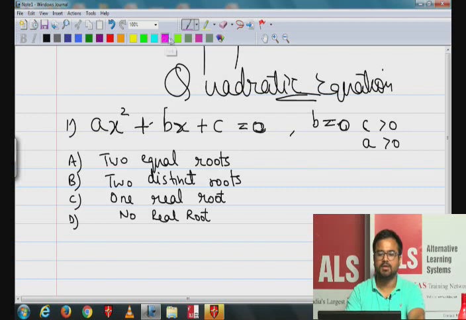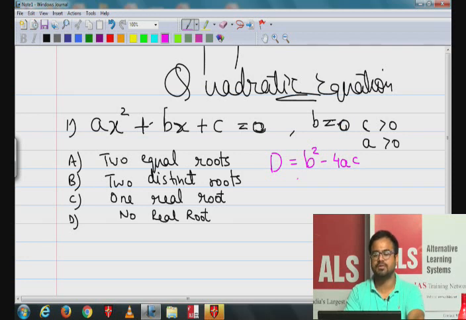You know that the discriminant D is given by b square minus 4ac. This is the discriminant. Now, it is given that b is 0. If b is 0, it means it will be only minus 4ac. And we also know that c is positive and a is positive. When both a and c are positive, there is a minus sign outside, so the complete expression will be negative.